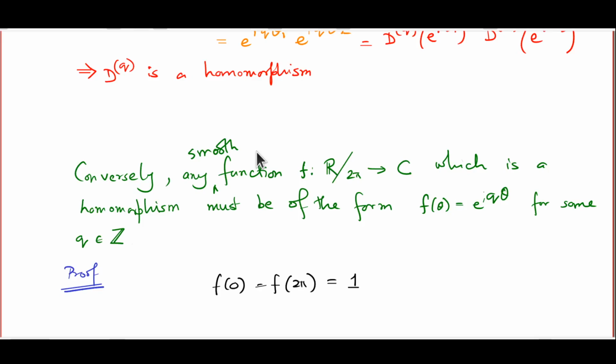And now, f of 0 is the homomorphism mapping of the identity, which has to be the identity of the resulting space, so f of 0 has to be 1. f of 2 pi, by the same token, has to be 1.